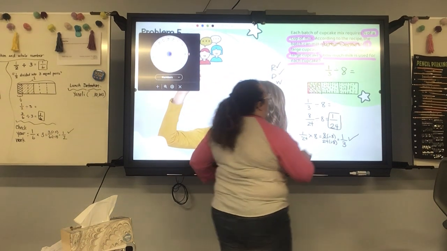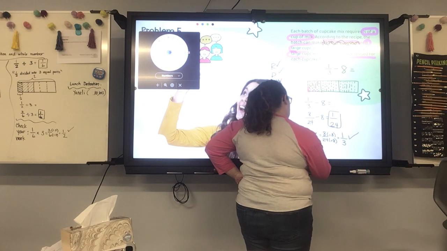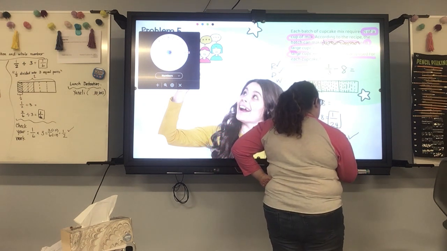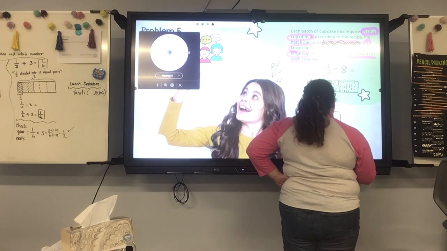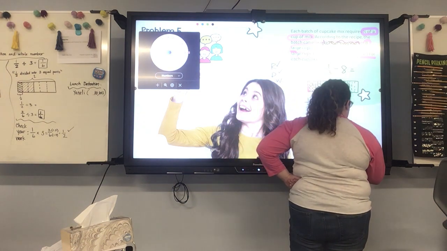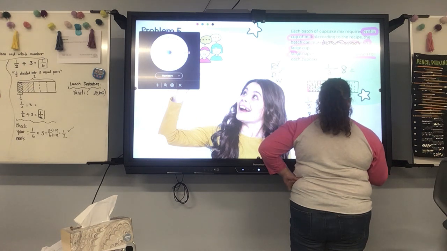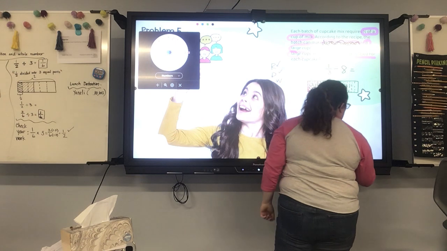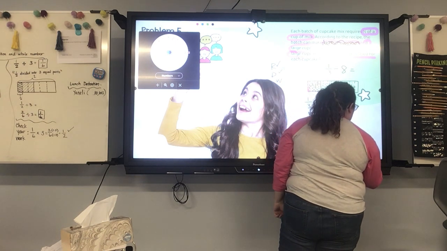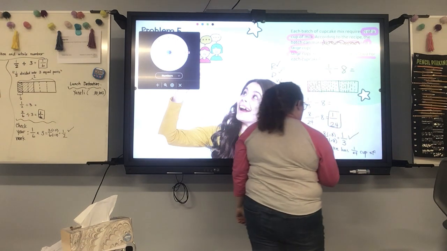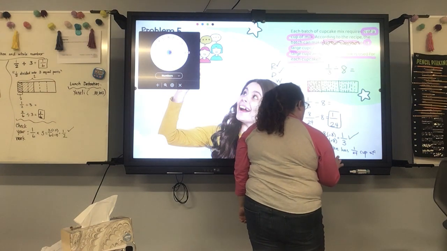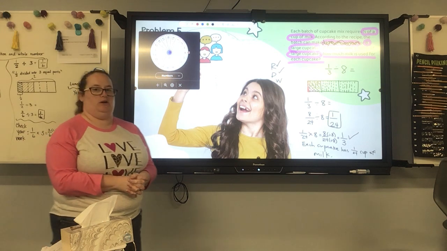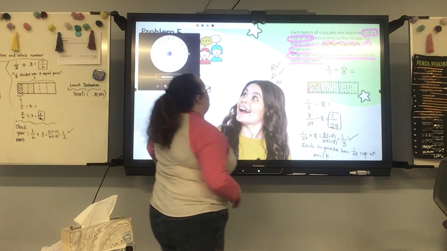So in a complete sentence, I would say each cupcake has 1/3. No, I'm sorry, not 1/3. That was where I checked my answer. 1 24th cup of milk. Each cupcake has 1 24th cup of milk.